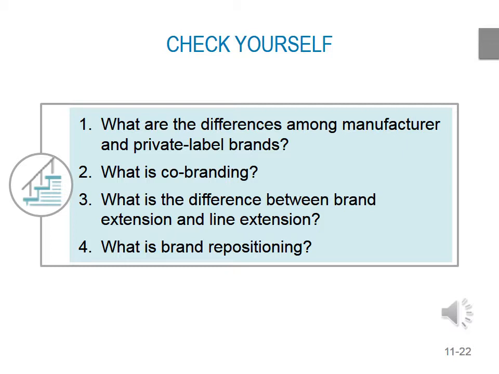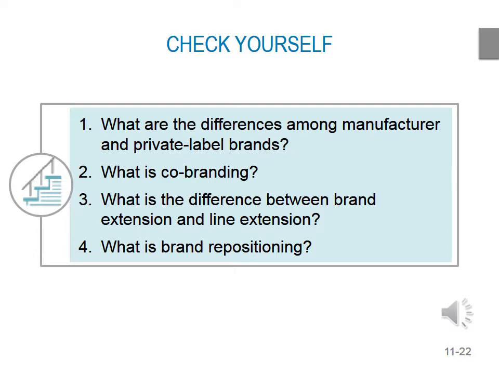It's time for another assessment for us to check ourselves. What are the differences among manufacturer and private label brands? Manufacturer brands are owned and managed by the manufacturer. The manufacturer develops the merchandise, produces it to ensure its consistent quality, and invests in a marketing program to establish an appealing brand image. In contrast, private label brands are products developed by retailers.